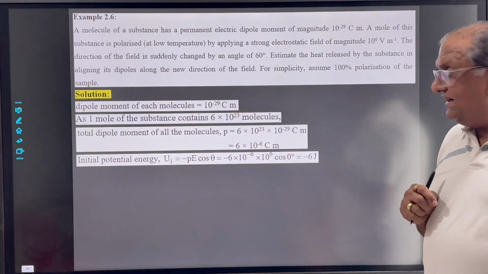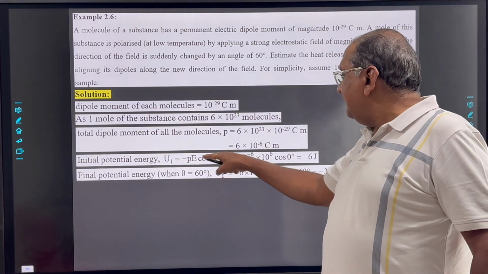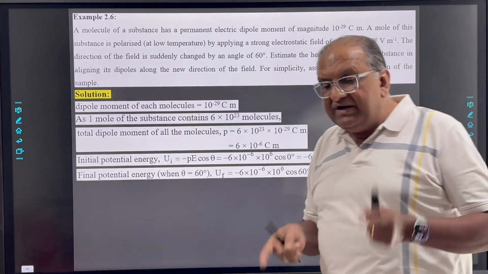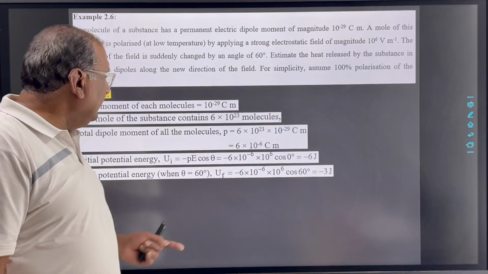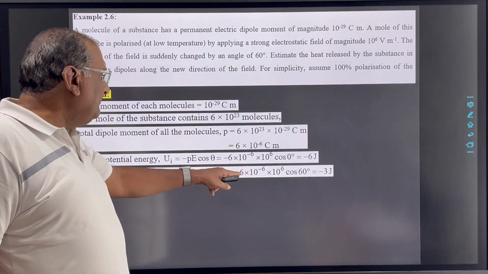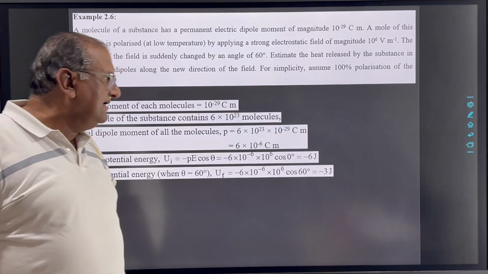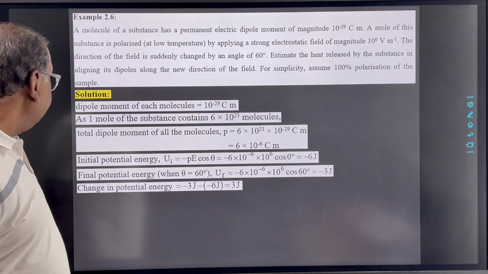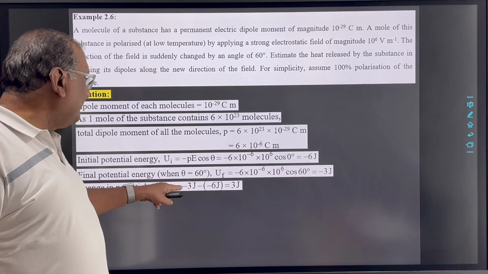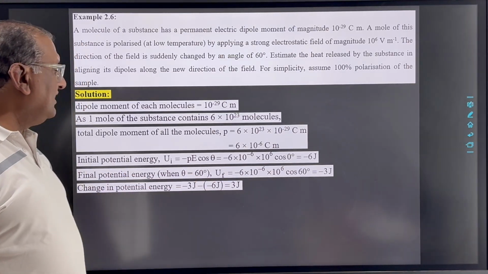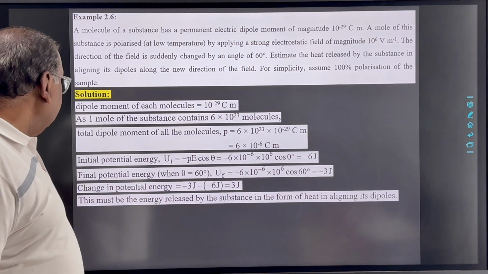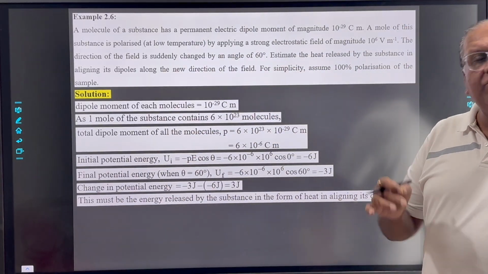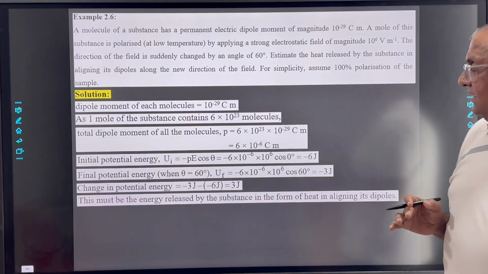Now the final potential energy is minus PE cos theta, but now theta is 60 degrees. The angle between P and E is 60 degrees. If you substitute the values here, you will get U final as minus 3 joule. So the work done is the change in potential energy, that is final minus initial, which turns to 3 joule. And this must be the energy released in aligning the dipole with the new direction of the electric field. Clear to all of you?